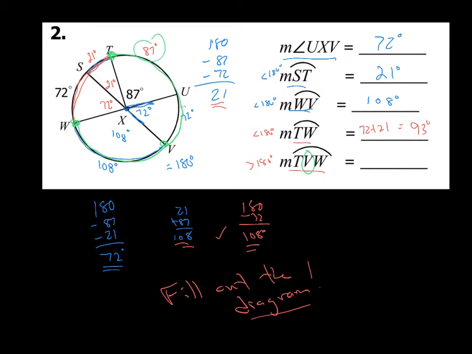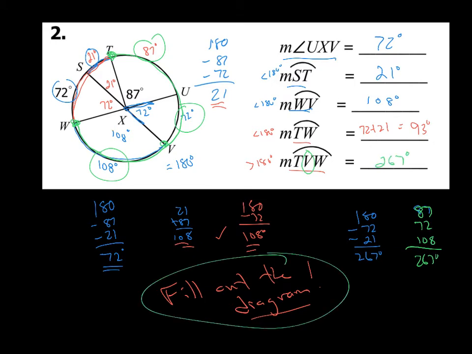You could add 87, 72, and 108, or you could just subtract 72 and 21 from 180. So 180 minus 72 minus 21 will yield us an answer of 267 degrees. Or you could add 87 plus 72 plus 108, and also land at the same 267 degrees. So either way, that's 267 degrees.